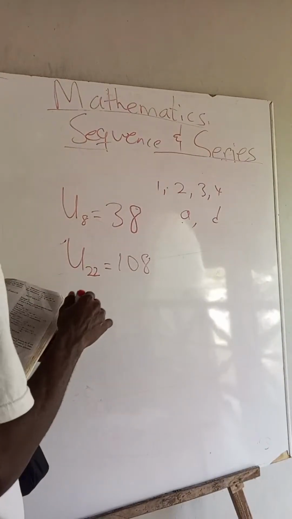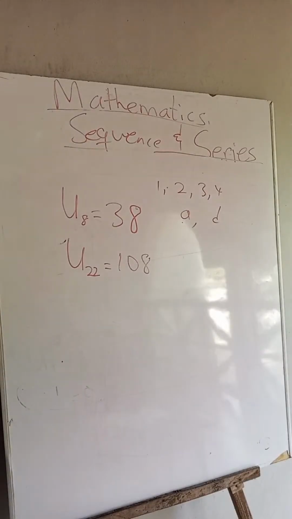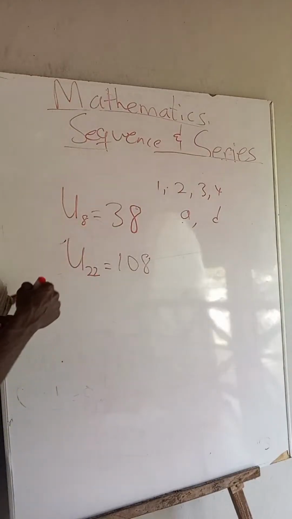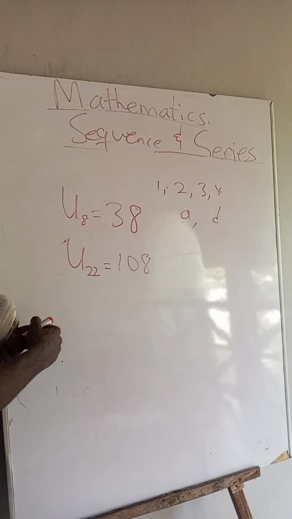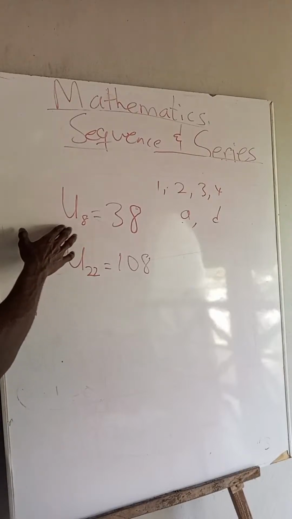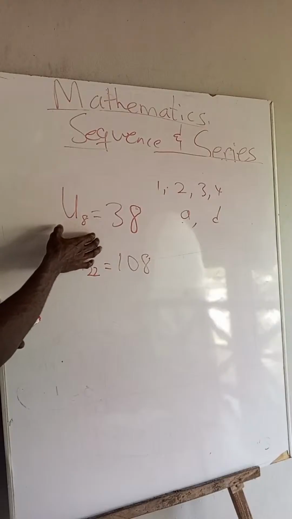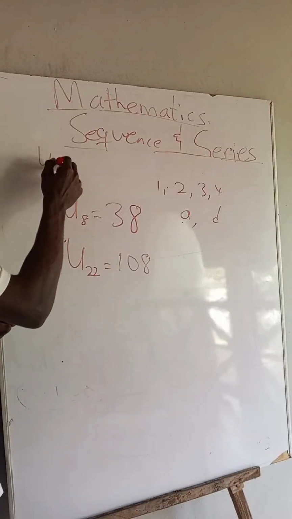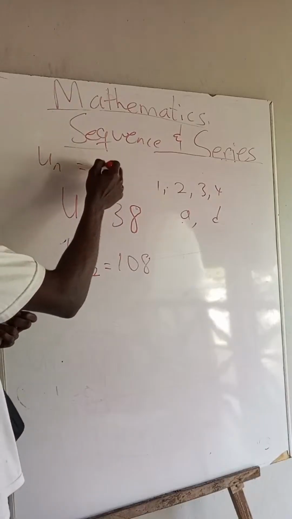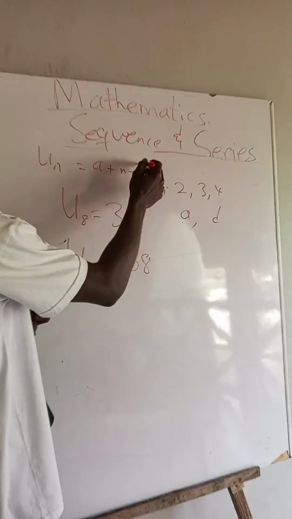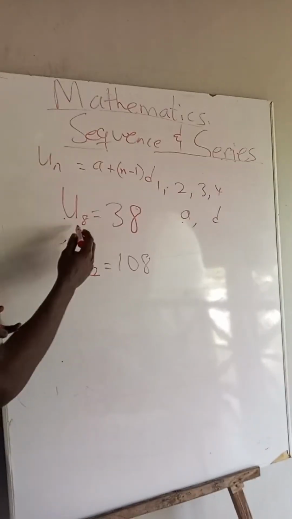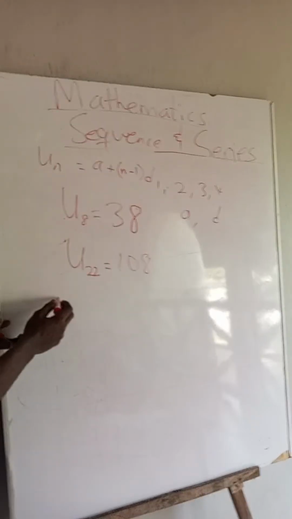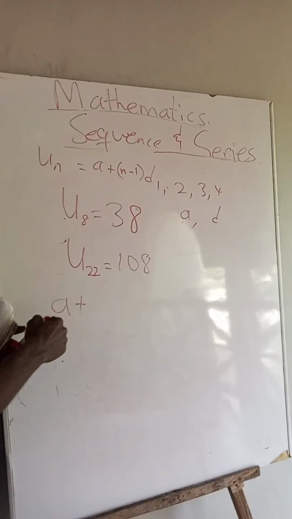With this one, it's simple. What you do is you just express them and then solve them simultaneously. That's all. So what is U8? The formula for U8... since you don't know U8, what's the formula for Un? Un is a plus n minus 1 times d, right? So for U8, you are going to express it in terms of this. So you are going to get a plus what?